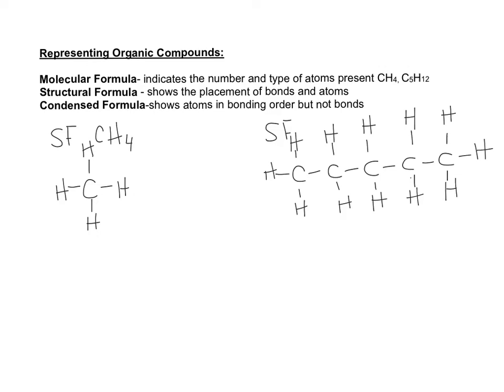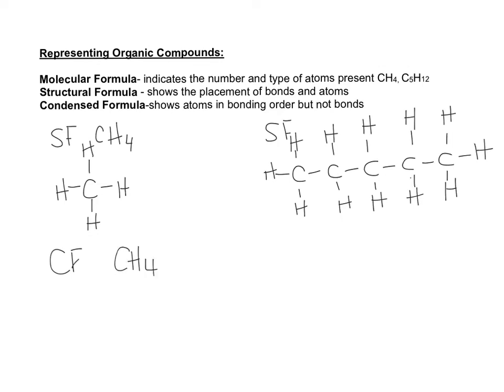A condensed formula is basically a combination of structural and molecular formula. It shows the atoms in bonding order, but not the actual bonds. CH4 condensed formula will be the same. It's just CH4 because there's no more carbons.